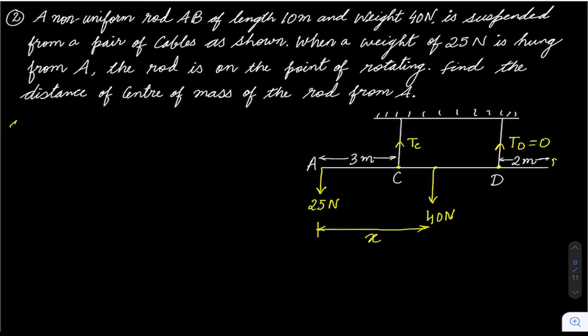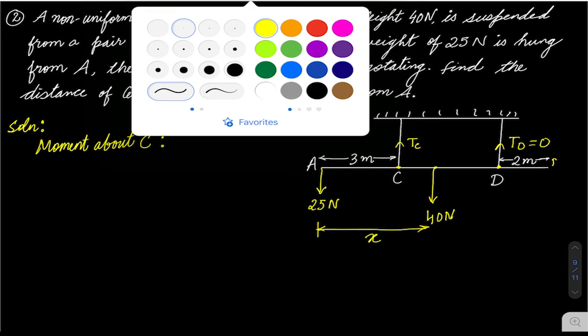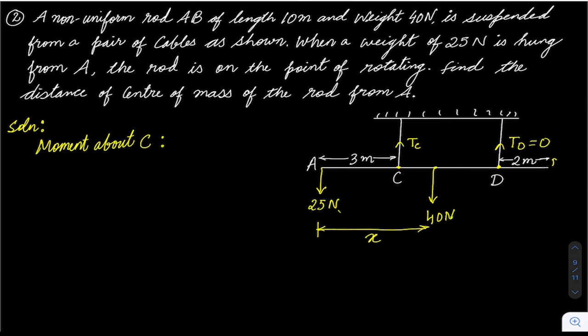So again, we will do the same thing. We will take moments about C, and the net moment about C will be 0, or you can say clockwise moment will be equal to anti-clockwise moment. So let's take this 25 Newton moment. About C we are taking, so obviously this is which direction? Anti-clockwise.